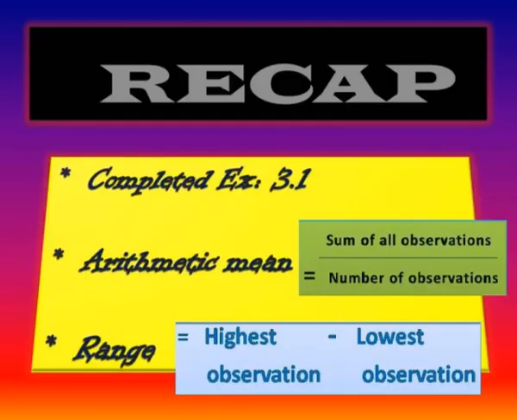In the previous video, we completed exercise 3.1, which is fully based on two important concepts: arithmetic mean and range. Arithmetic mean is equal to the sum of all observations divided by the number of observations, and range is equal to the highest observation minus the lowest observation. These two formulas we applied in exercise 3.1. Now we can start exercise 3.2.